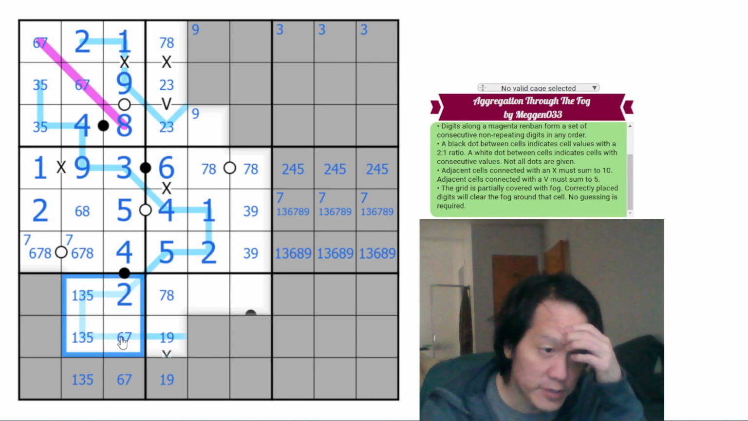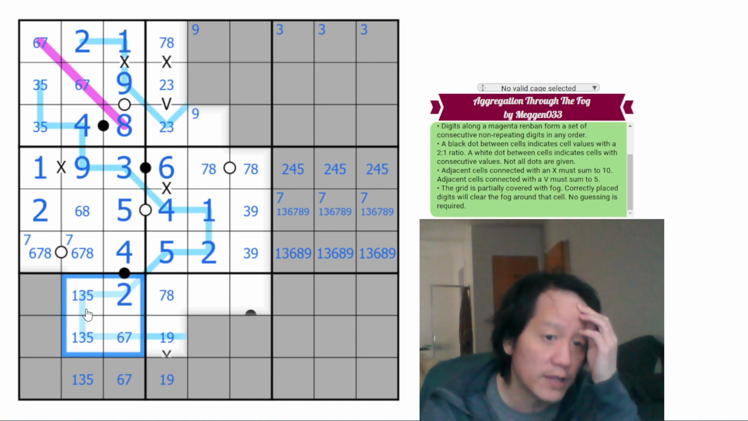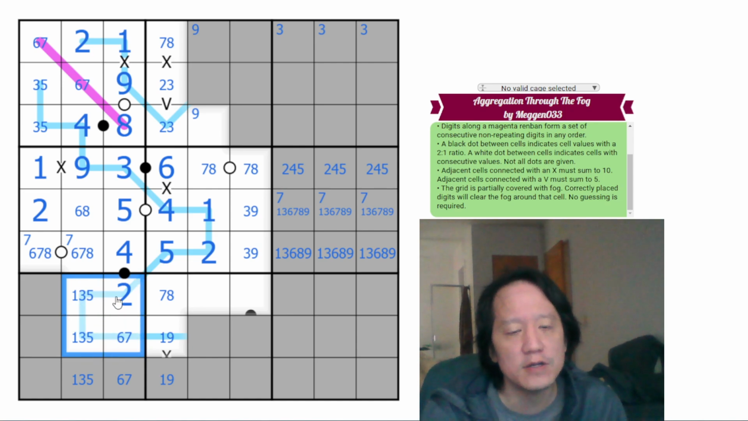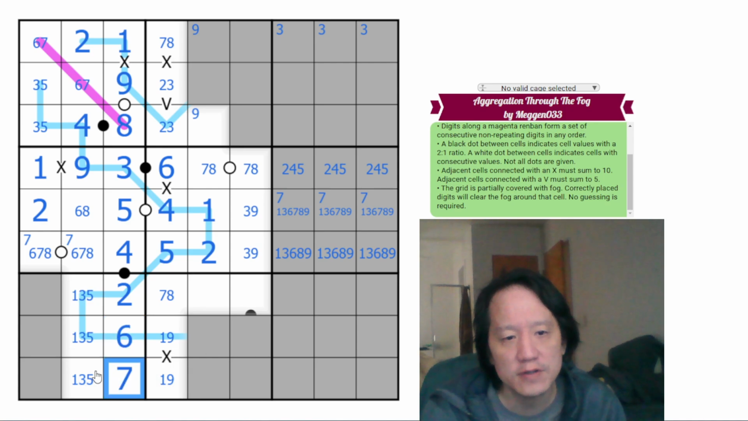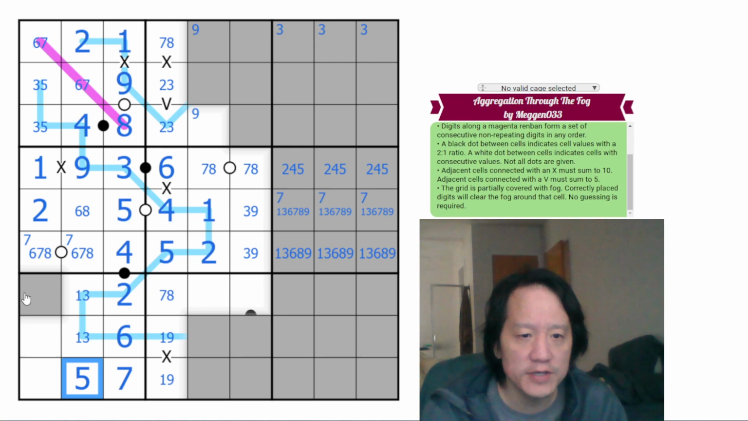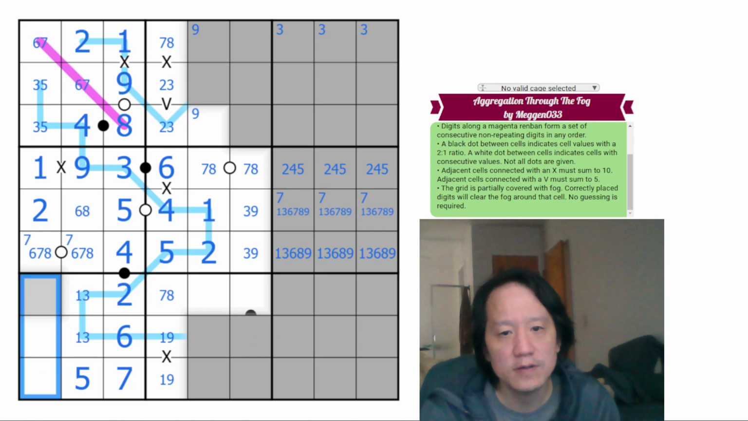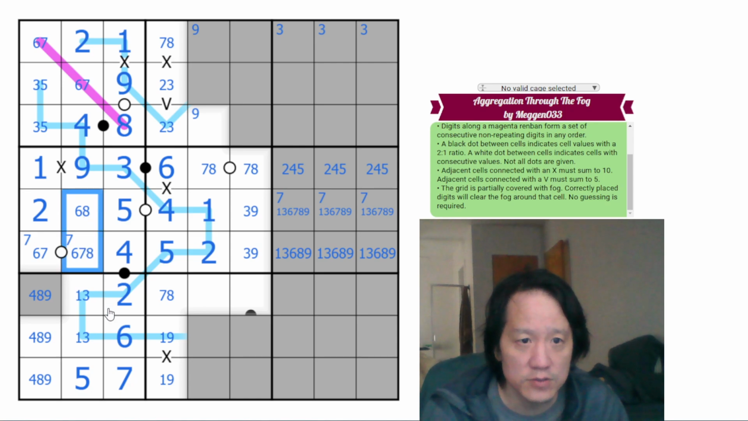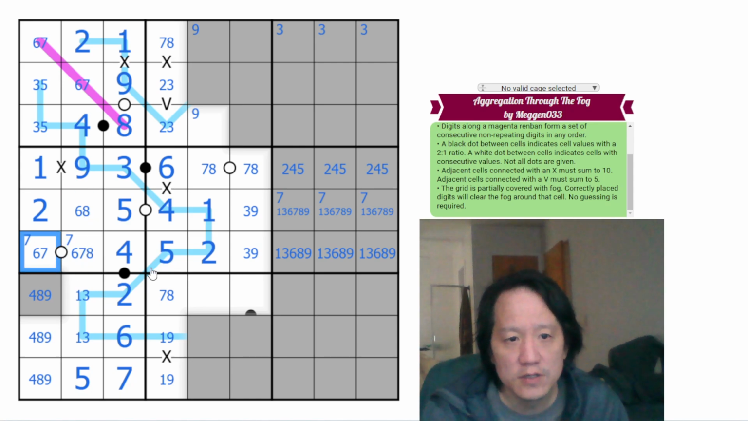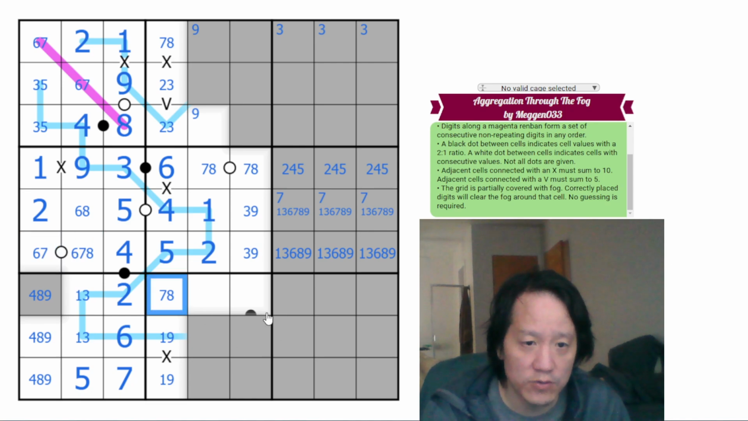These 4 digits must add up to 12. And the only 4 digits that could be are 2, 1, 3, and 6. So this is 6, this is 7. This is 1 and 3, so this is 5. This has to be 4, 8, and 9. So this cannot be 8 here. So 8 is one of these two. We don't know which. We can remove the 7 in the corner.